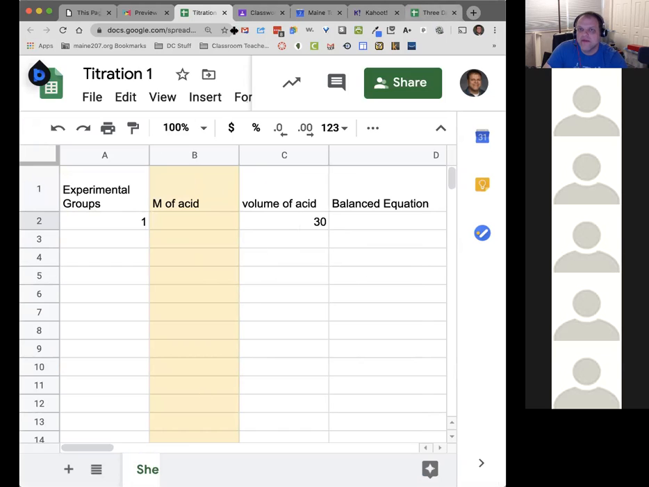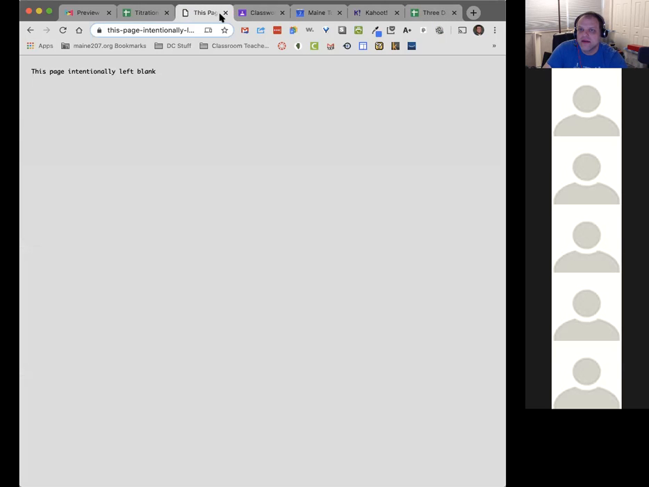Okay, so I've got a little blank page that I found on the internet so that I could annotate a little bit. The first thing we need to do is write down what the balanced equation is. Well, hydrochloric acid, if we looked it up, is HCl. And we're going to mix it with sodium hydroxide, that's NaOH.